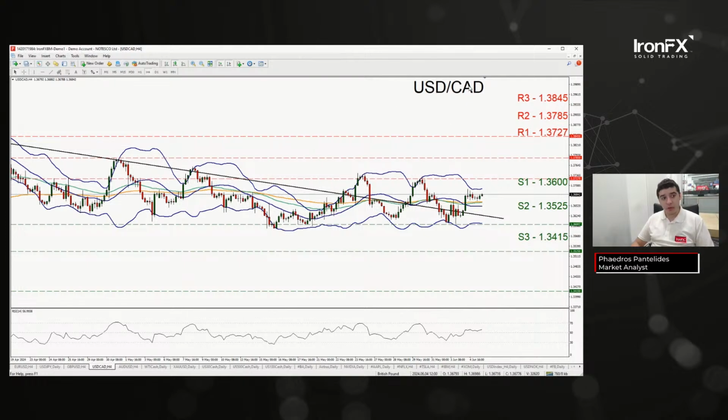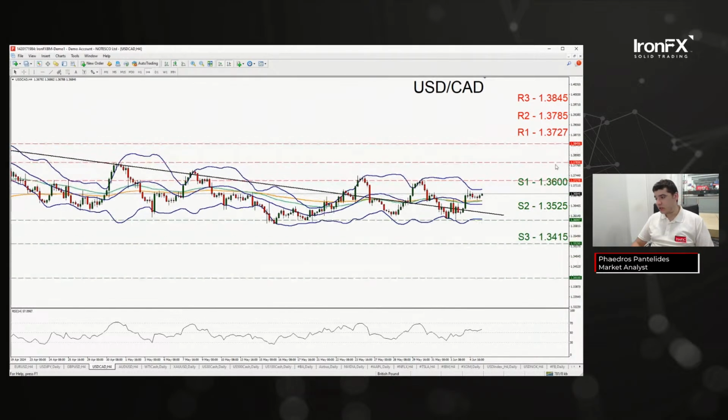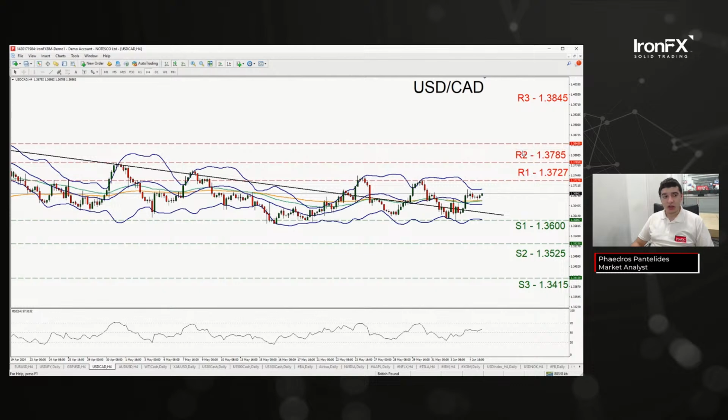Such a scenario could weigh on the loonie and could allow the US dollar to move higher. It is still appearing to move in a relatively sideways fashion between the S1 and R1 figure. So S1 is at 1.36 and R1 is at 1.3727. So remaining relatively sideways.